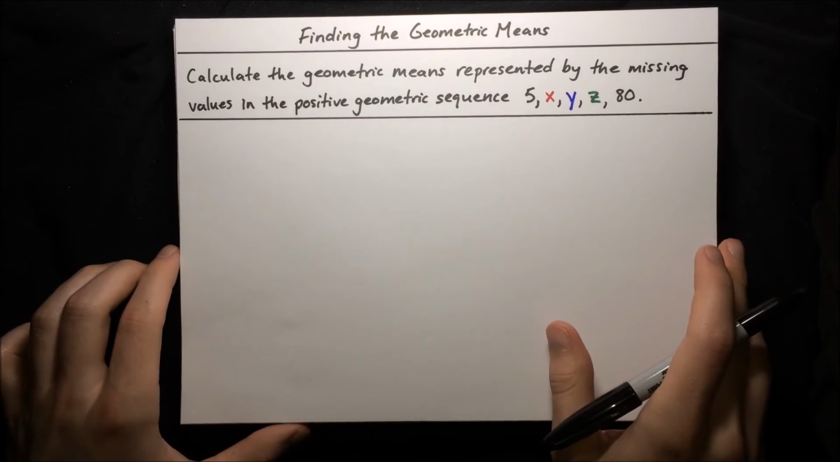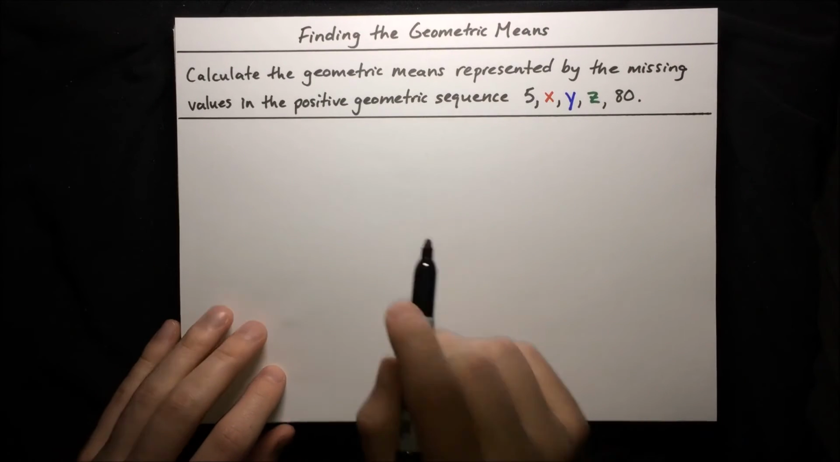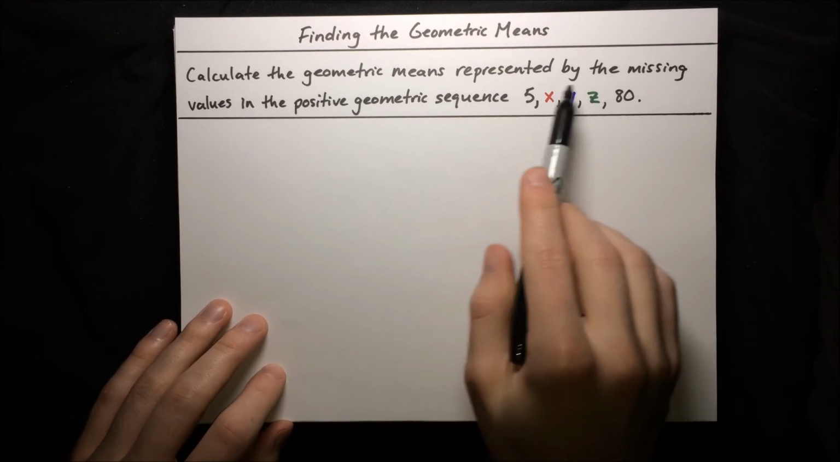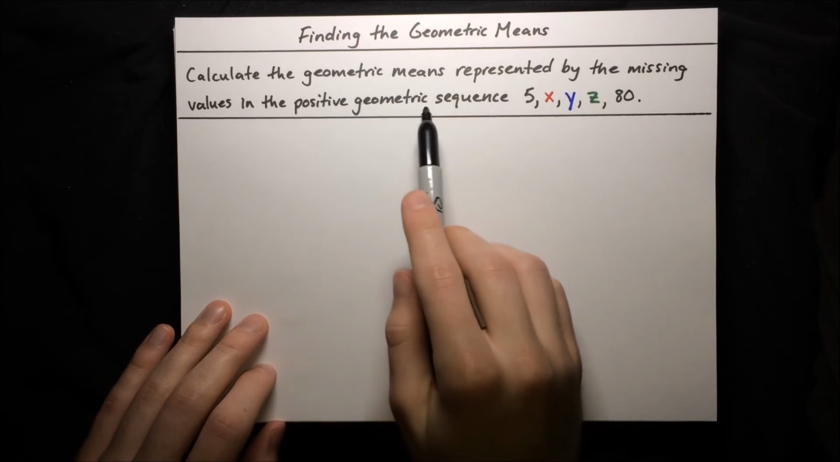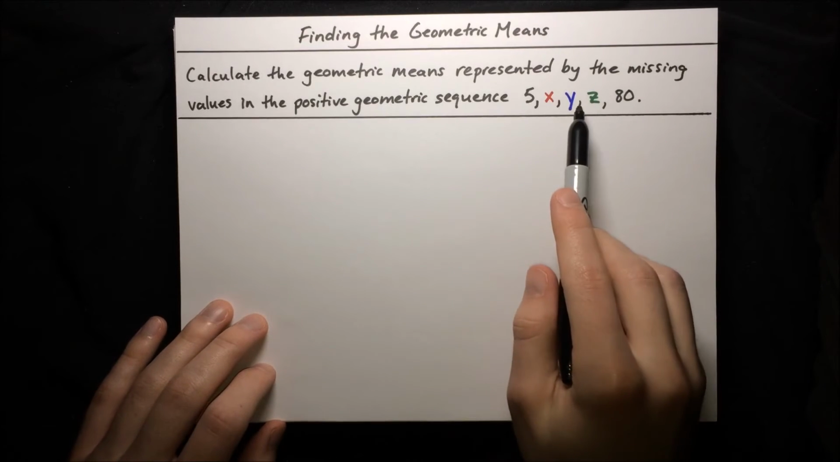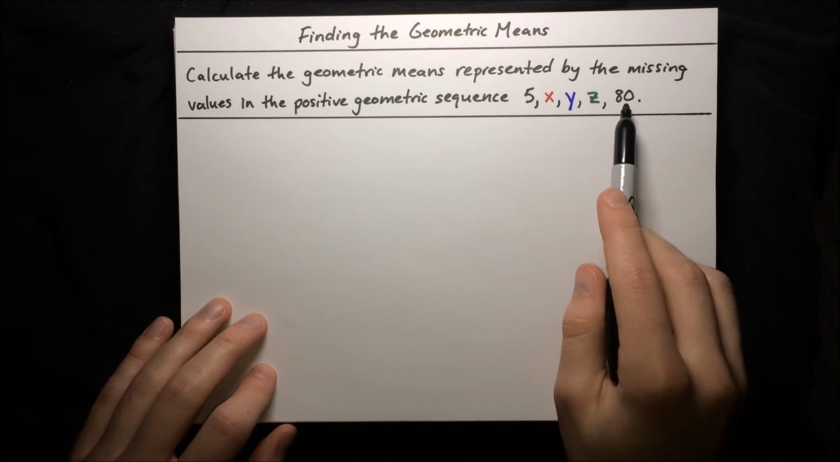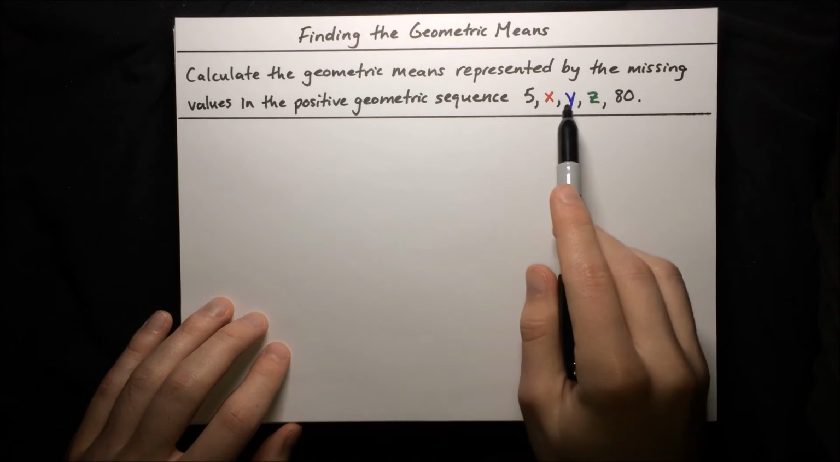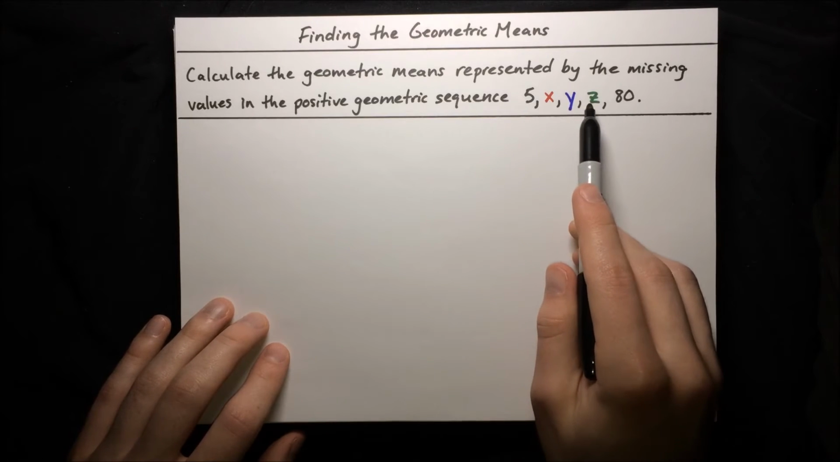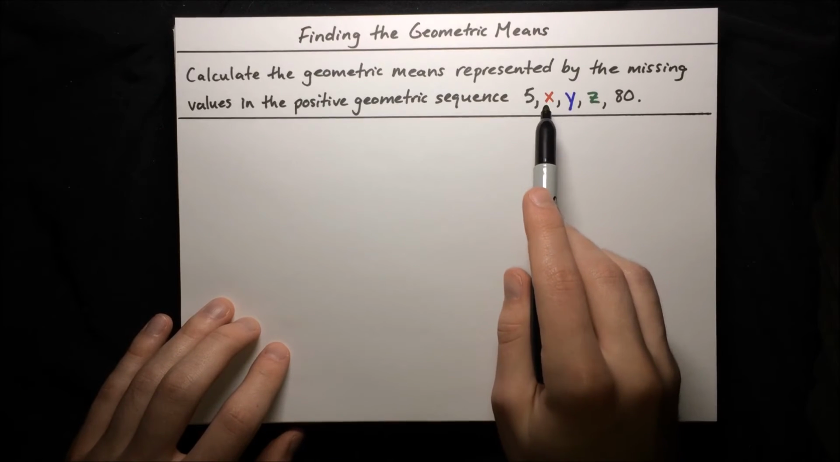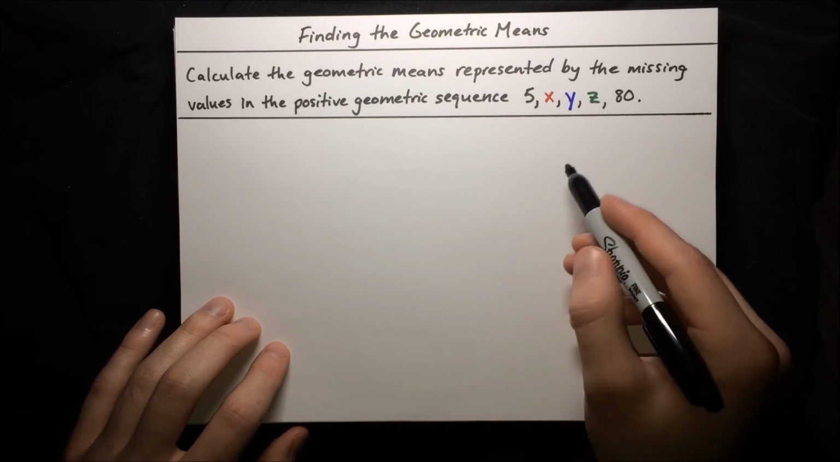All right, here's our last example. We want to calculate the geometric means represented by the missing values in this positive geometric sequence 5, x, y, z, 80. So this is a positive geometric sequence. We've got 5 values here, but we're missing 3 of them. So we want to solve for what are x, y, and z in this geometric sequence.